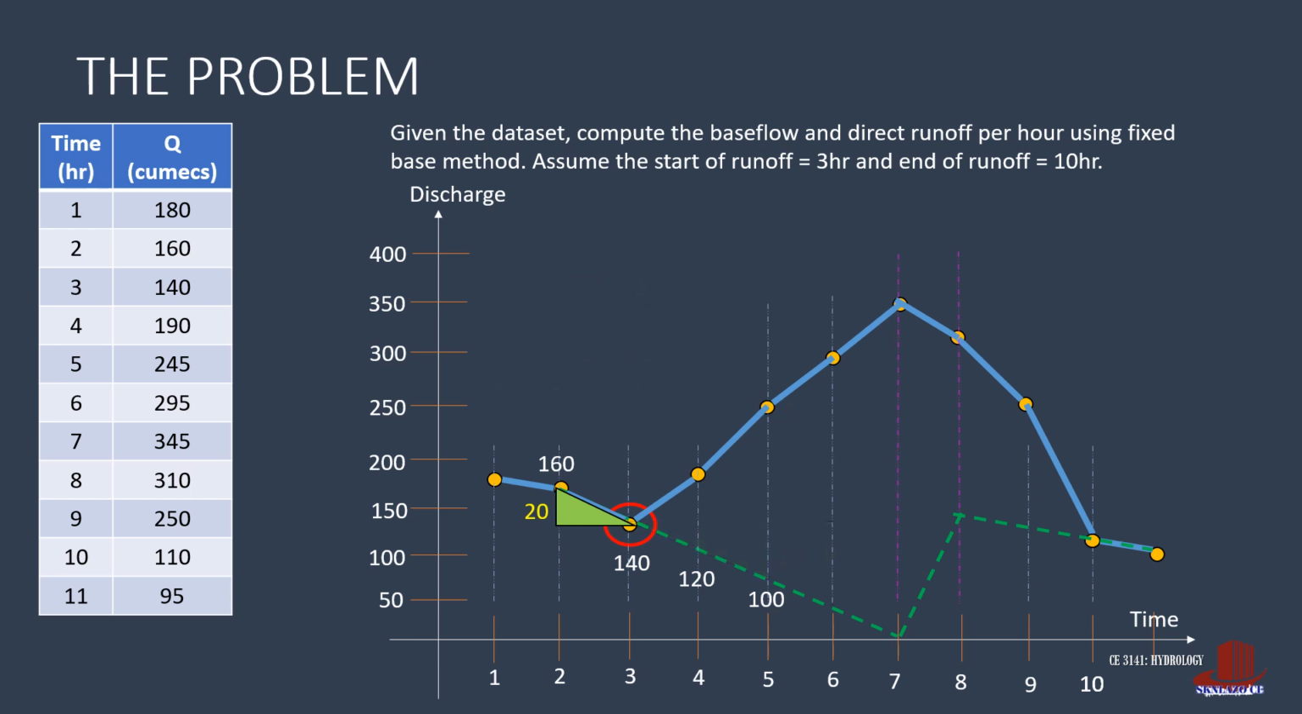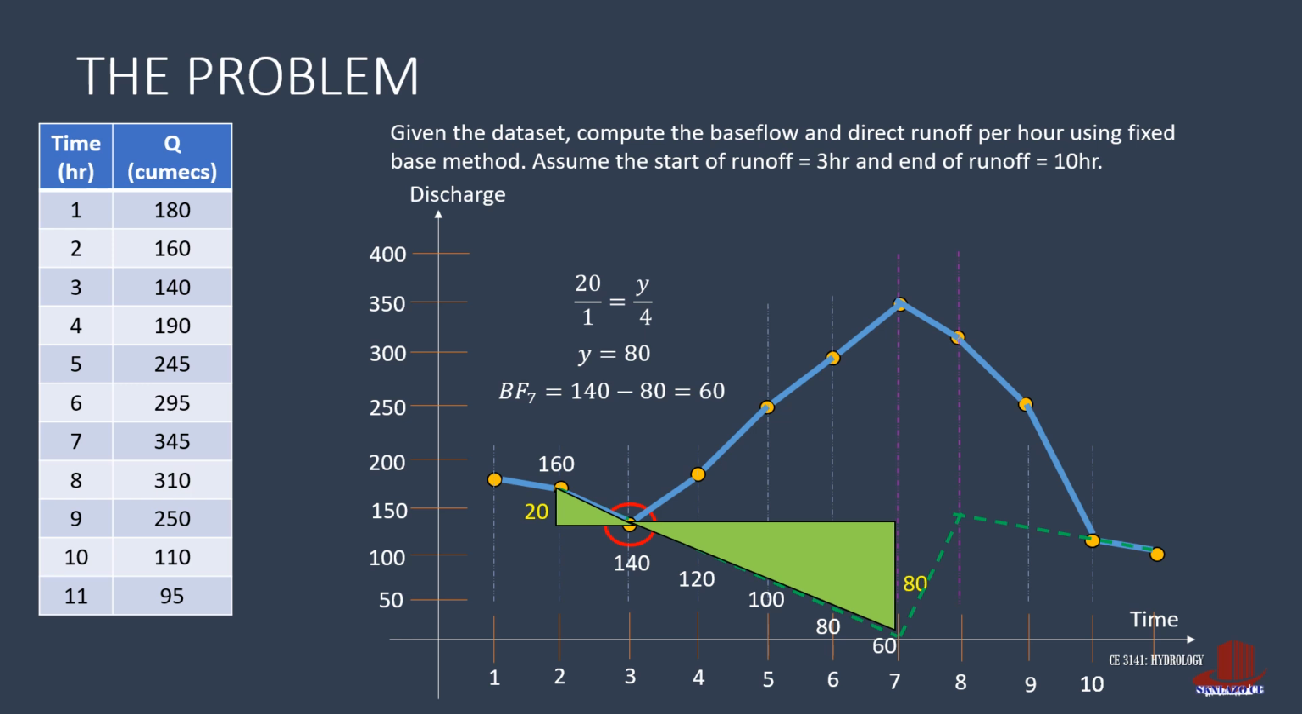At t of 6 hours, the mirrored triangle now has the ratio of y is to 3 hours, which provides y of 60. The base flow is then 140 minus 60, giving 80. Do the same procedure with t of 7 hours. The mirrored triangle is proportioned to the smaller triangle, giving 20 is to 1 equal to y is to 4. Y is then 80, making base flow at t of 7 hours equal to 140 minus 80, having 60.